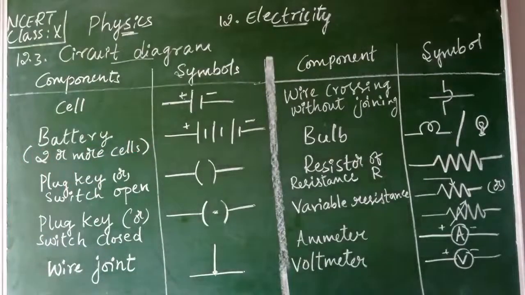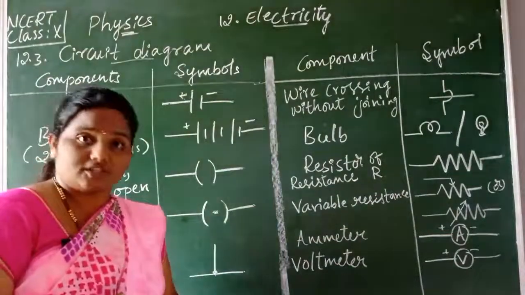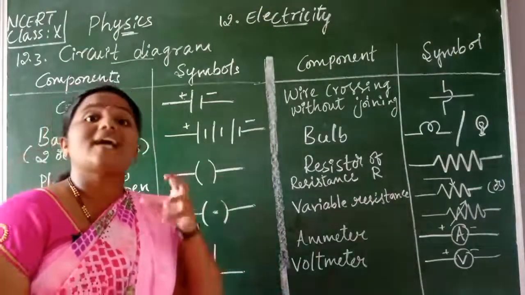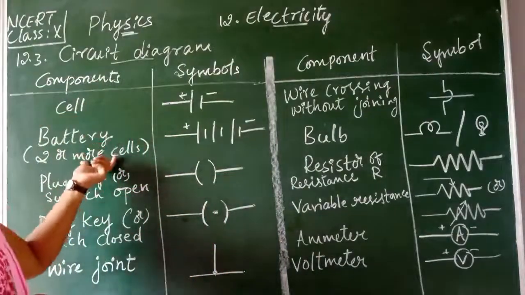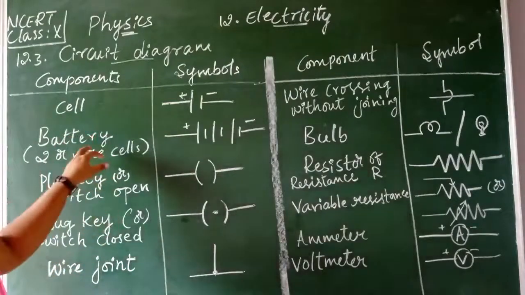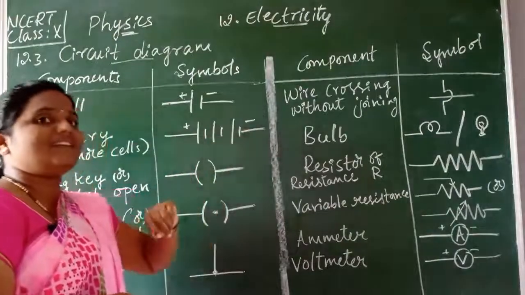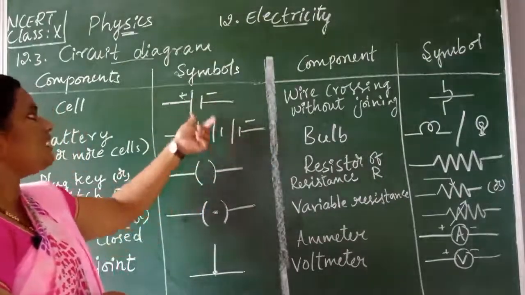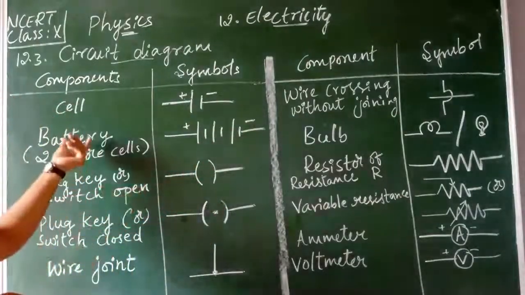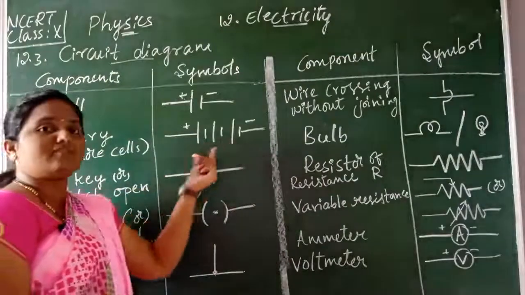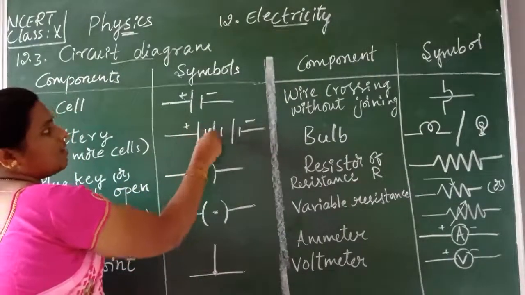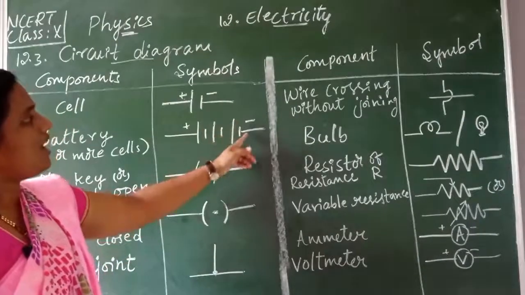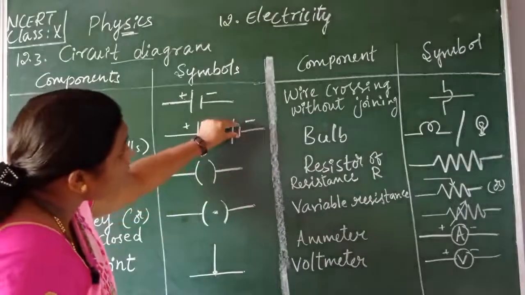The next one is the battery. Sometimes we want more voltage. At that time we go for a combination of cells. Two or more cells connected together is called a battery. They are joined in series. Okay children, we will discuss what series means in our next classes. For now, understand that when more cells are joined side by side, it is called a battery. How do we draw the symbol? We draw one long line, then a small line, then again a longer line, a small line, and continue like that, one big and one small, and at last it should end with the negative terminal.